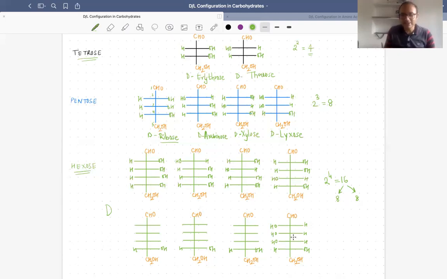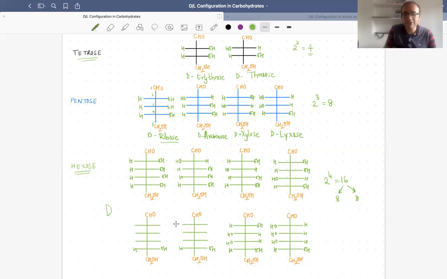Now these you can draw with respect to this also. So what you can do, here again all three have the OH on the left side. So keep this third and fourth carbon constant. So OH is constant here, and change the first carbon. So this is the first possibility.